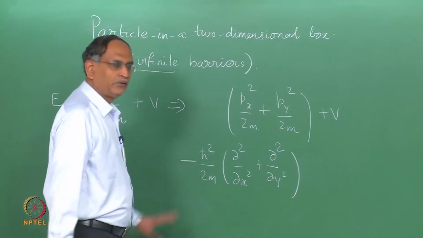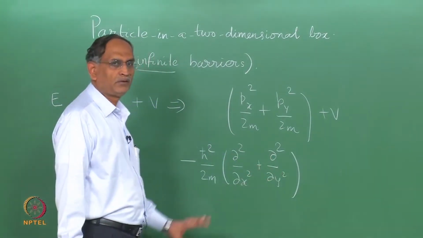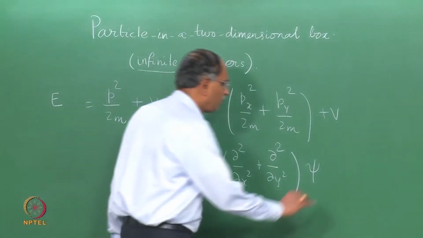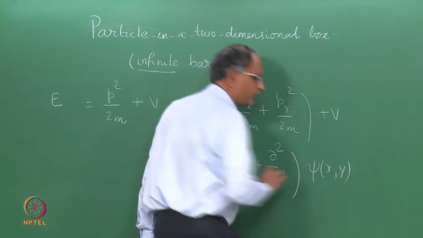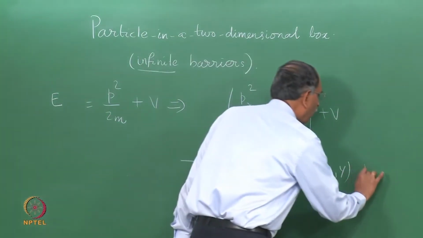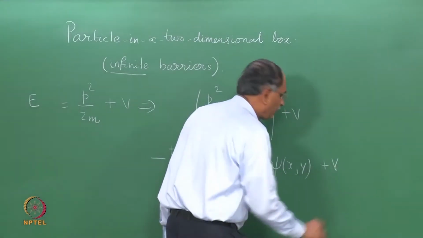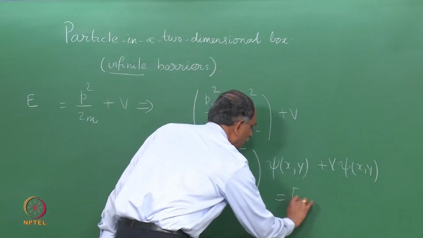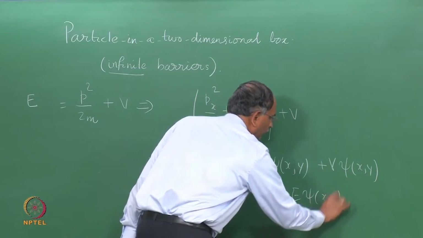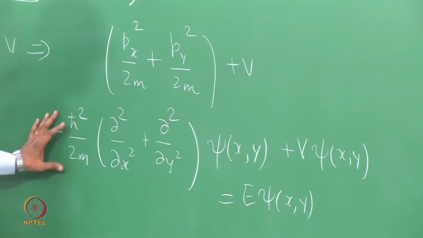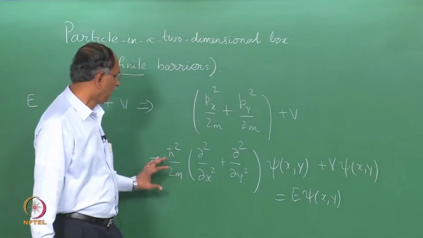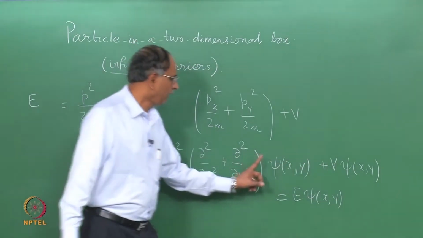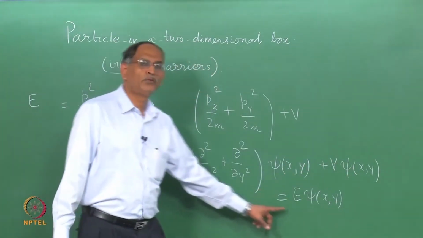This is the operator part for the kinetic energy of the Hamiltonian, plus some potential v times psi of x comma y, equal to E psi of x comma y. This is the two dimensional Schrodinger equation, in which you have this term plus the v, H acting on the psi giving you E psi.